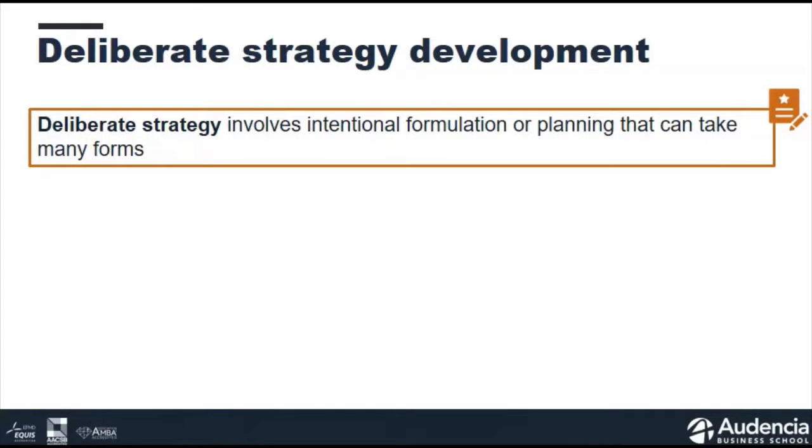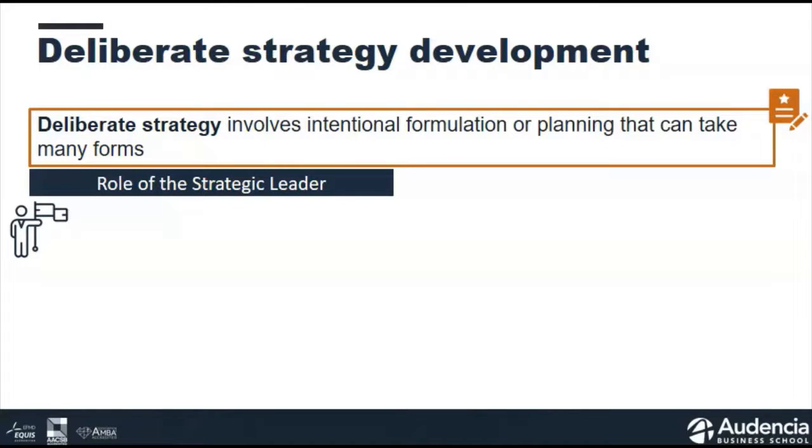So deliberate strategy involves intentional formulation or planning that can take many forms. Again, the key here is that there is a deliberate intent to sit down and write a strategy, which is the exact opposite of something that's emergent, where we don't sit down to do it, it just happens. Now there are two big areas where we'll look at deliberate strategy development.